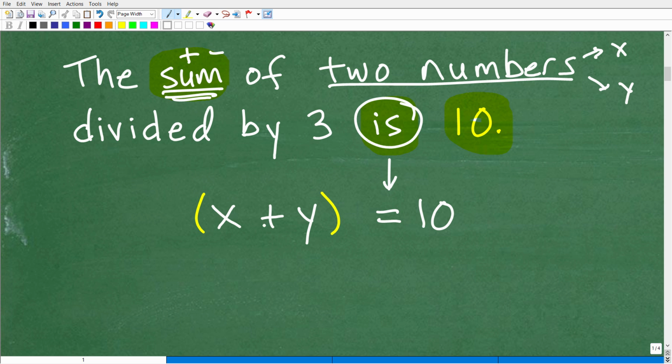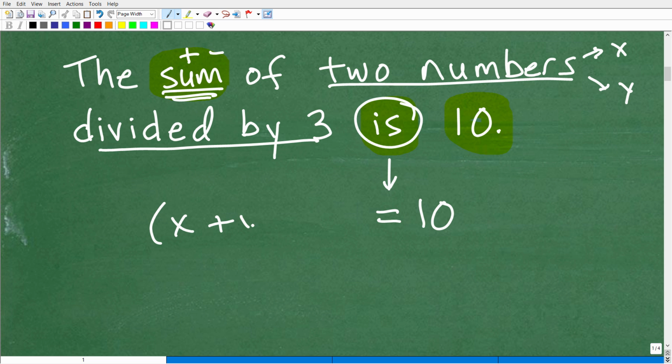So here I have the sum of two different numbers is 10, but that's not what we want, right? It's the sum of two numbers divided by 3. So how can I express that? Let me show you two different ways you can express this. So here is the sum of two numbers divided by 3. I could go like this, and this would be a perfectly acceptable answer.